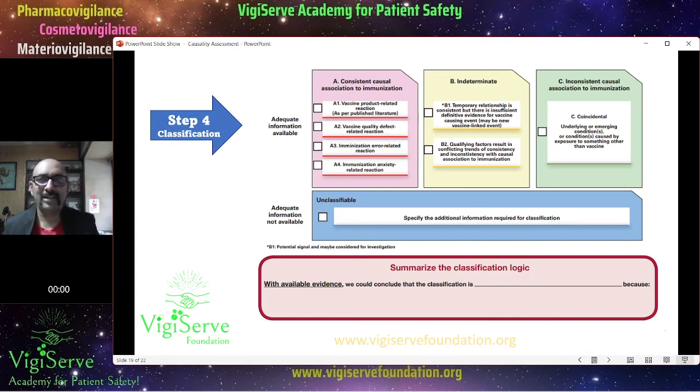Okay. Once you do this, in the fourth step, you do the classification, whether it is A, B, or C. A is consistent causal association to immunization. B is indeterminate, that you are not able to understand, and C is inconsistent causal association. C may be unlikely, B will be something which is doubtful, and A is yes, a causal relationship exists. And finally, if you don't have the required information, then it is unclassifiable. So it can be A, B, or C, or it can be unclassifiable.